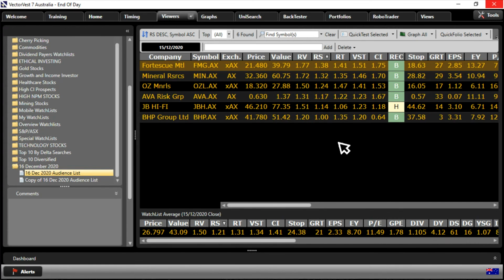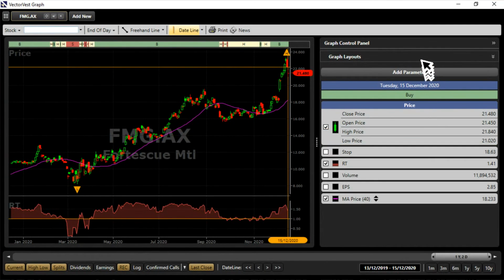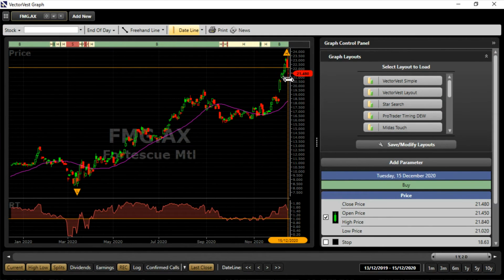And then managing them individually. Remember that? Just the 4 steps. How do you do the 4 steps? Graph layouts, VectorVest layout. Price and direction going against you would be step 1. Through the 40-day moving average would be step 2. RT going below 1 would be step 3, and the 4th and final step is when rec equals sell. That's only when you would be looking to get out. All right, with that said, I'll get in and answer your questions now.